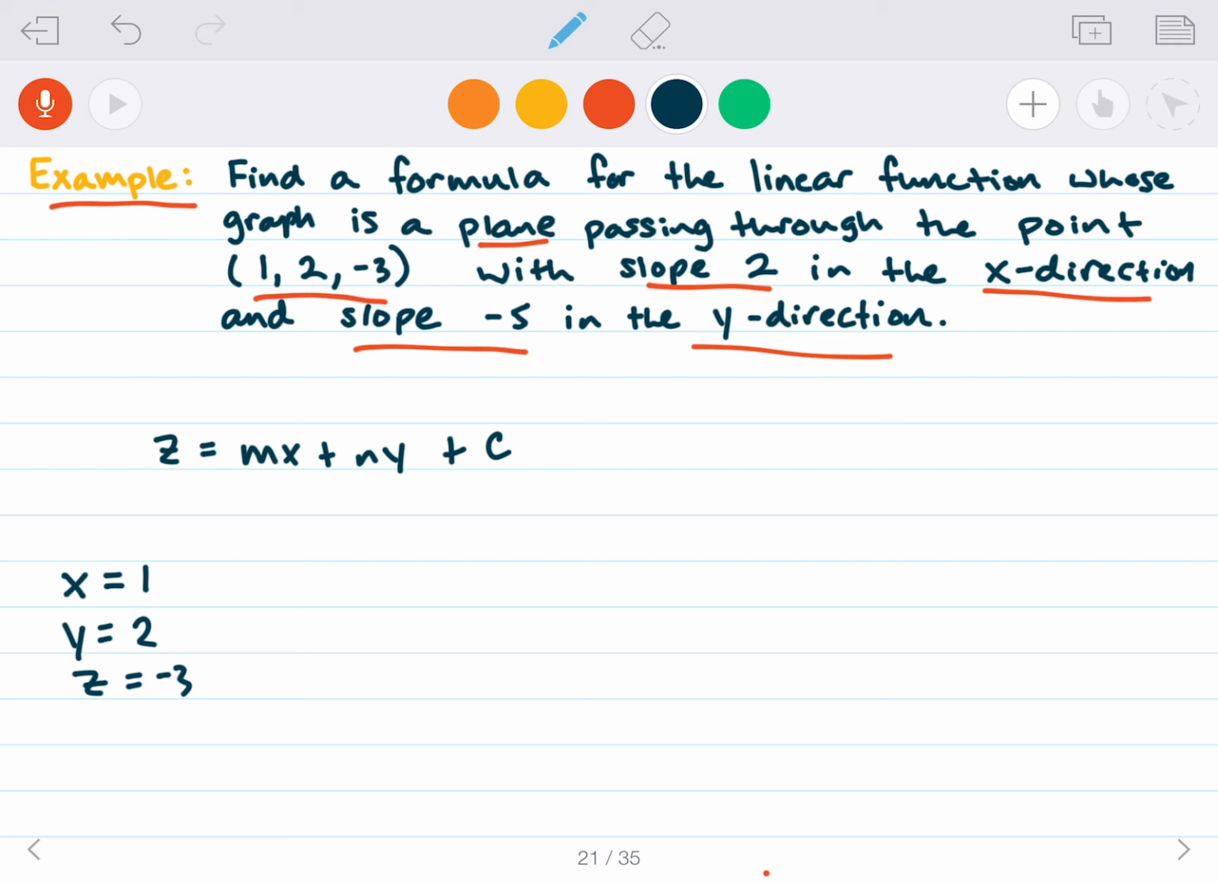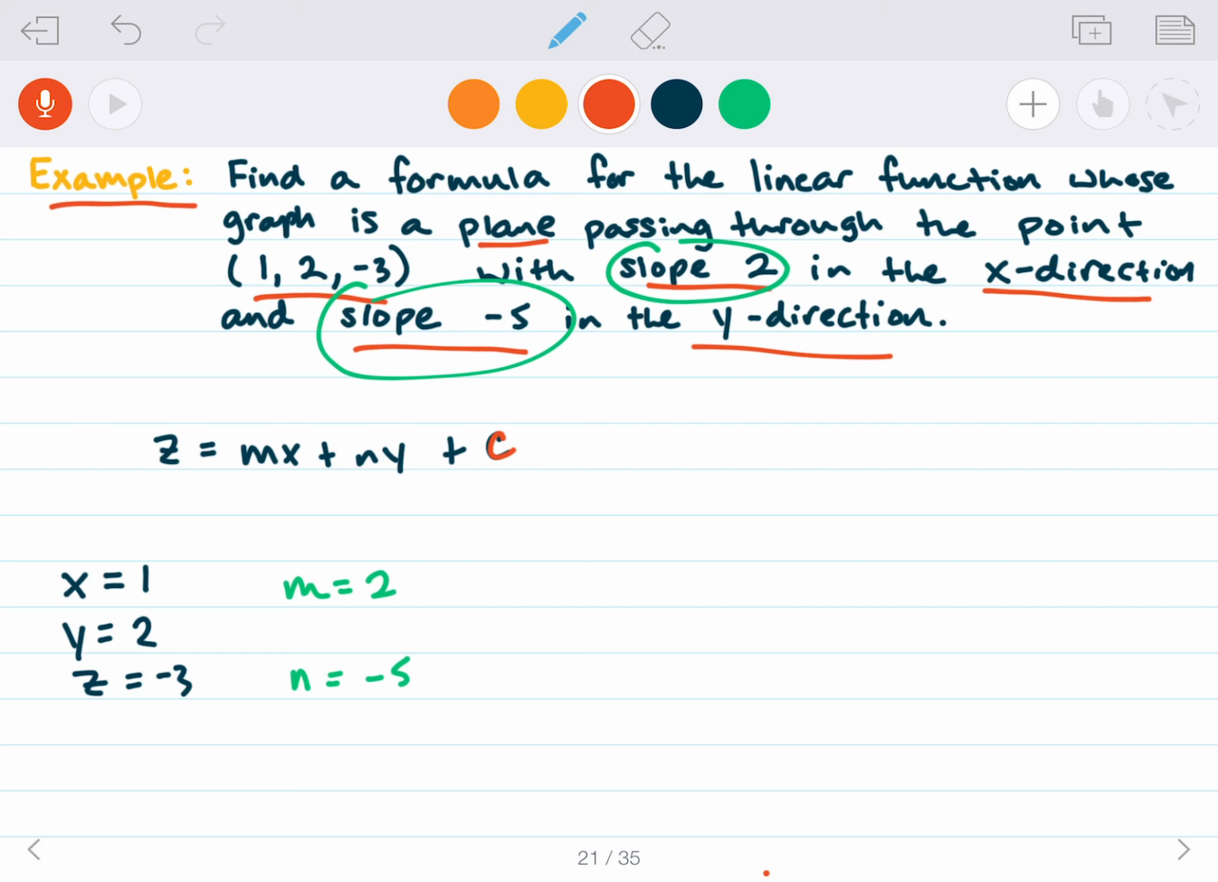And we also know that we have a slope of 2 in the x direction. So m is going to be 2, and we also have a slope of negative 5 in the y direction. So n is going to be negative 5. And now we need to figure out what this constant c is so that we can write the equation.